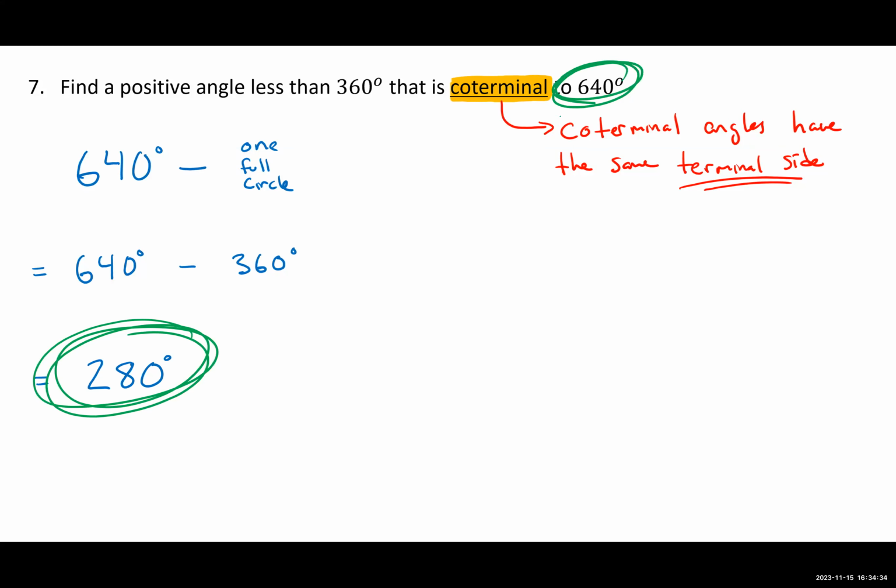Right, so these two are coterminal. If you rotate from the positive x-axis 280 degrees, and if you rotate 640 degrees, it puts you in the same place. Now if we start off with a larger number, like, I don't know, 1,580 degrees, you might have to subtract a circle and then another circle and then another circle until you get down below 360. In this case, it was just one circle that brought us below 360.